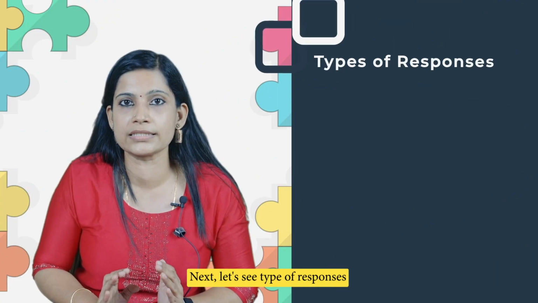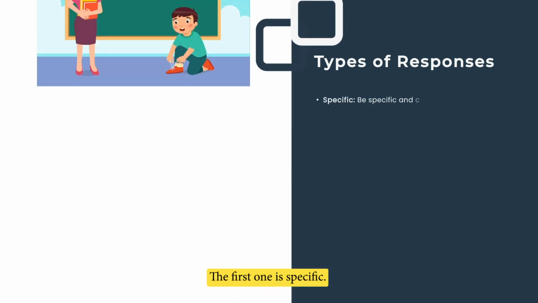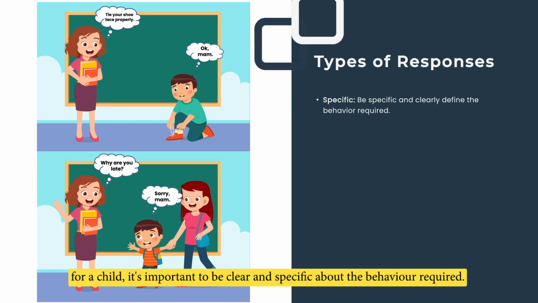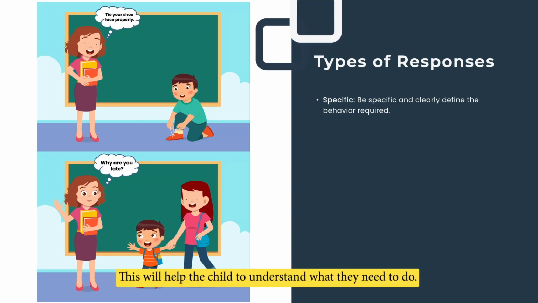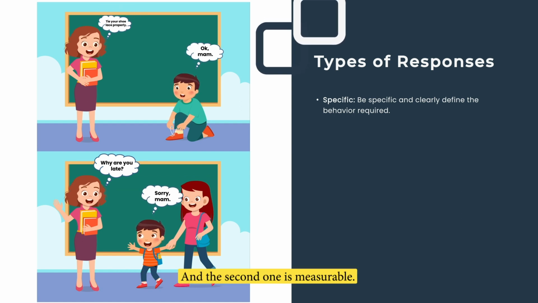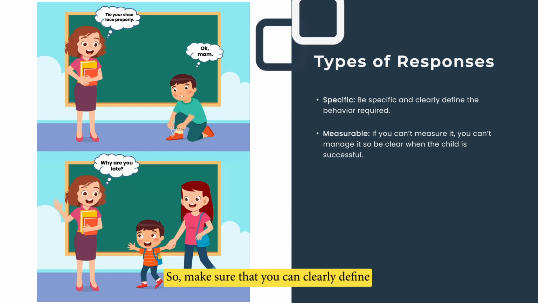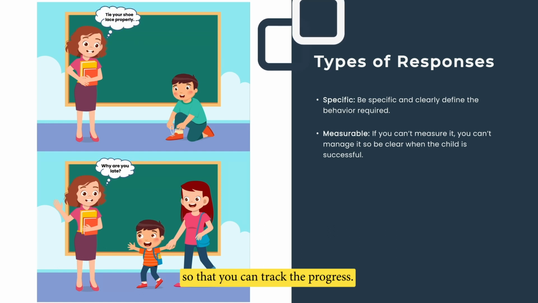Next, let's see the type of responses that can help children to achieve their goals. The first one is specific. We should be more specific when setting goals for a child. It's important to be clear and specific about the behavior required. This will help the child to understand what they need to do. And the second one is measurable. If you can't measure it, you can't manage it. So make sure that you can clearly define what success looks like for the child so that you can track the progress.